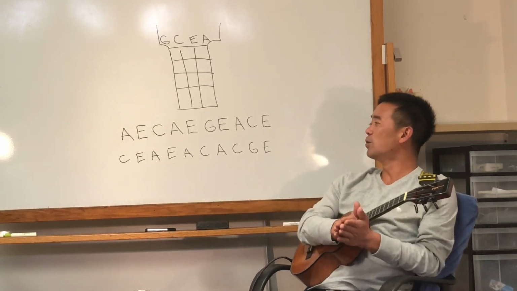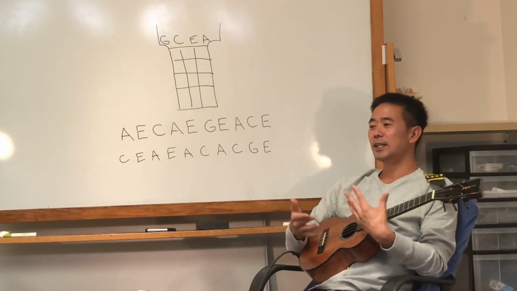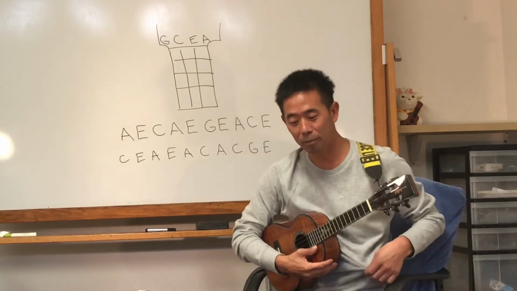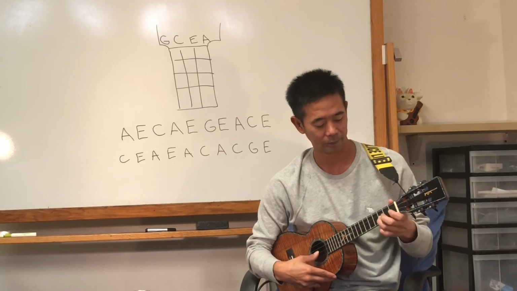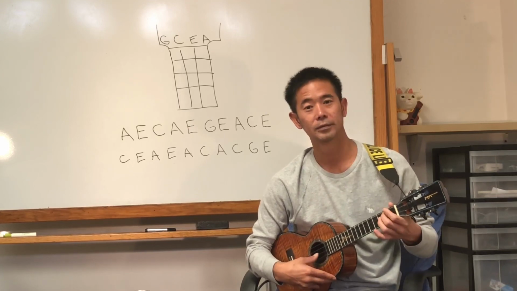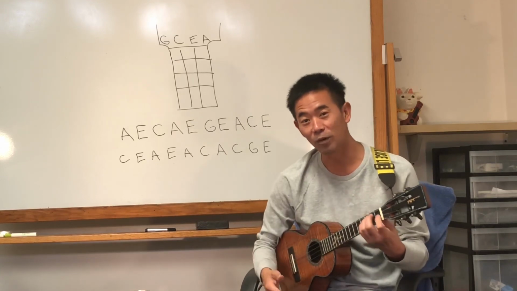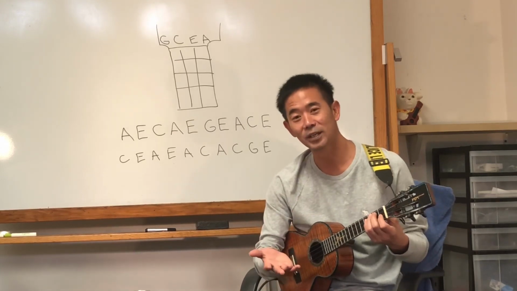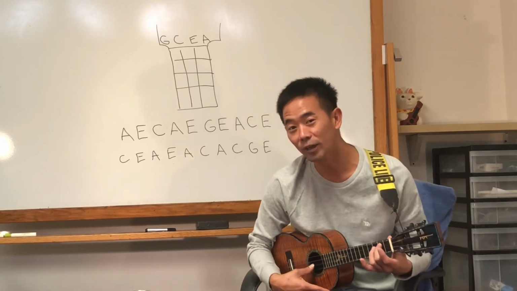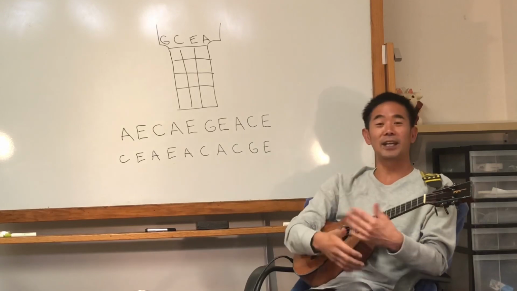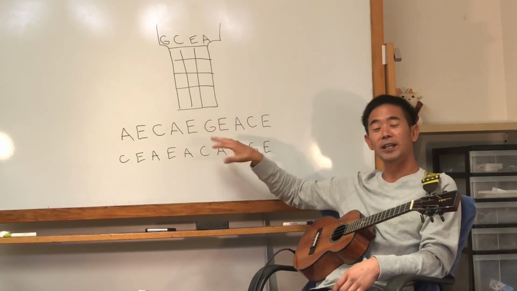Picking the correct strings is very important. Anytime you play a melody and you make a mistake, the mistake can be either your left hand holds the wrong place, which happens sometimes, or you hold the correct place but you pick the wrong string. That can happen too. So if you can get really comfortable picking the different strings, then that's half of it.